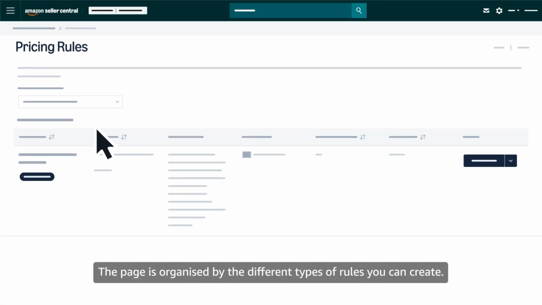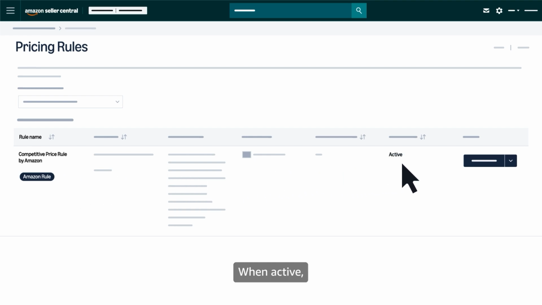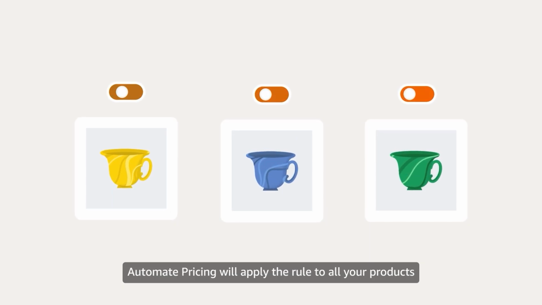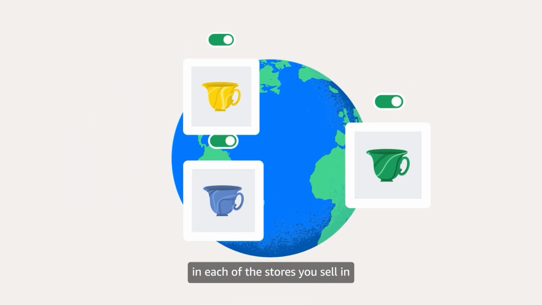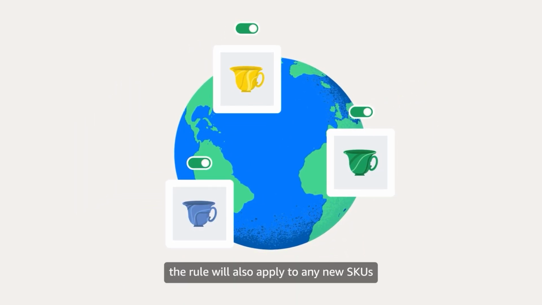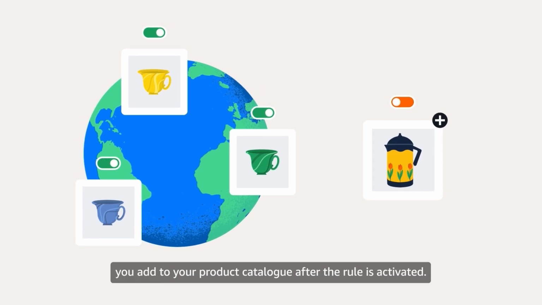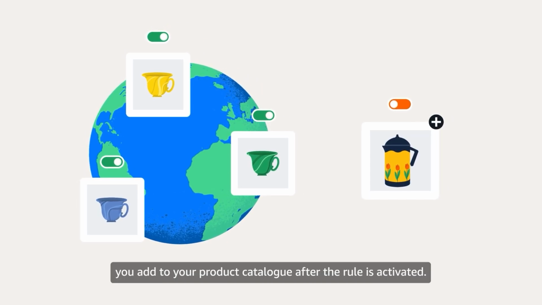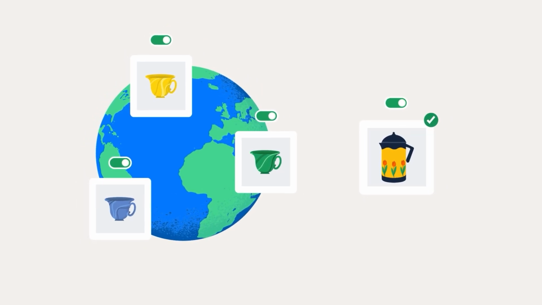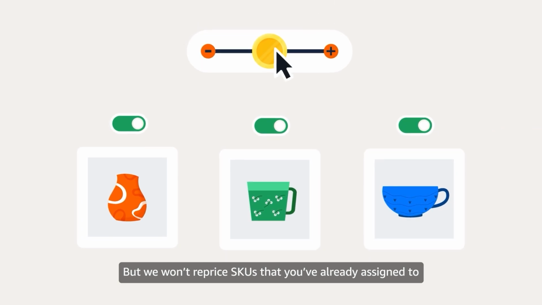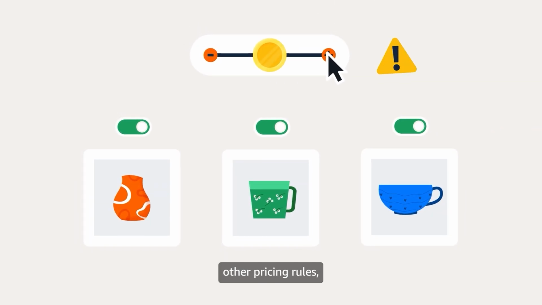The page is organized by the different types of rules you can create. When active, Automate Pricing will apply the rule to all your products in each of the stores you sell in. The rule will also apply to any new SKUs you add to your product catalog after the rule is activated. But we won't reprice SKUs that you've already assigned to other pricing rules.